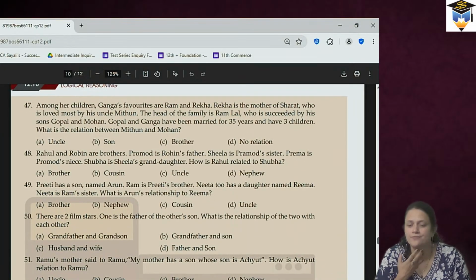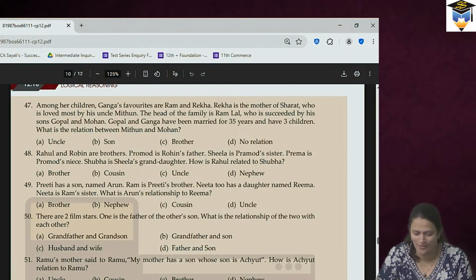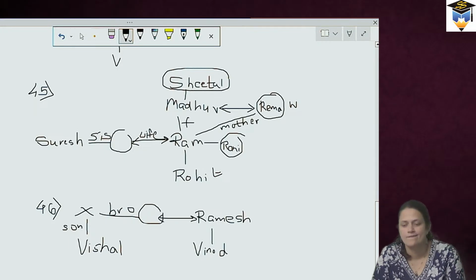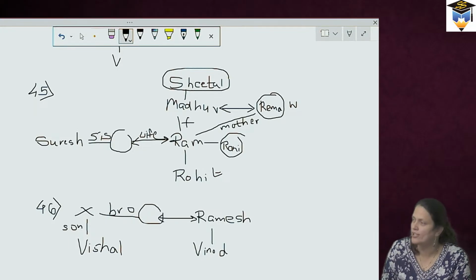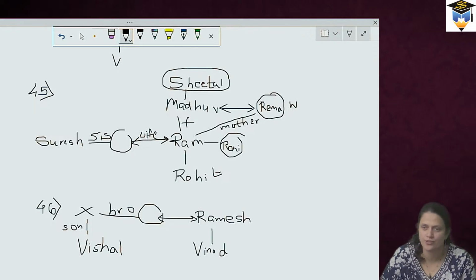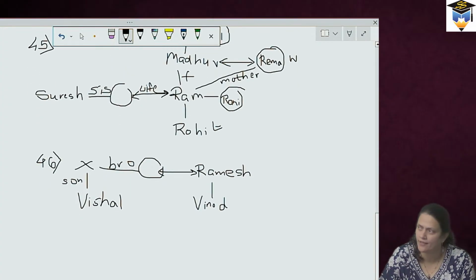Now the 47th one. I'll give you some time, those who have not finished. Okay, 47 is also interesting. The easiest one is 50. 50 and 55, I think. 54 is also easy. Done. Now let us move on to 47 sum, which is a bit complicated again.